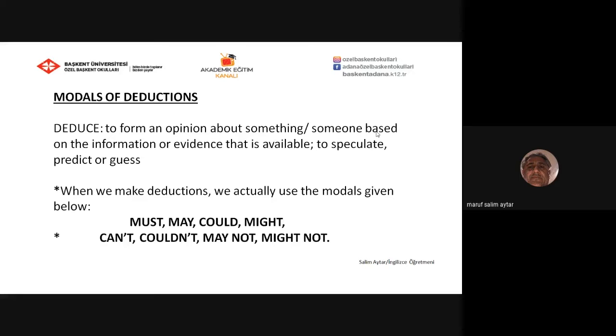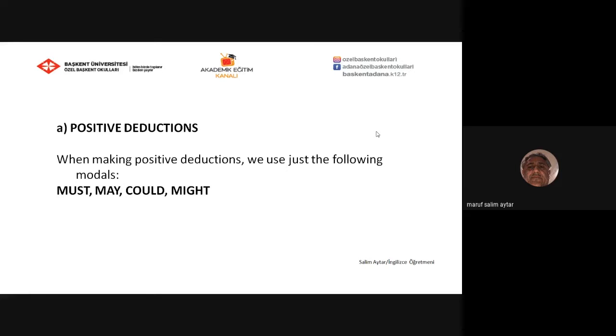Now, when we make deductions, we actually use the modals given below: must, may, could, might, can't, couldn't, may not, might not, for example. Well, when we make positive deductions, we use just the following modals. Just these modals, be careful on this: must, may, could, or might.